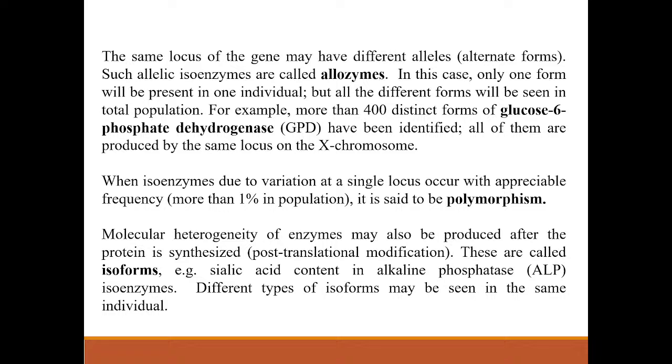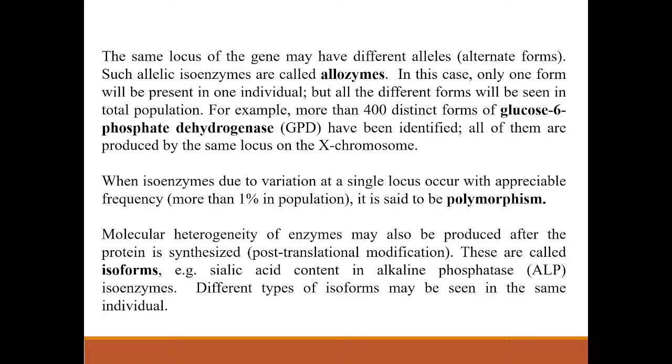When isoenzymes due to variation of a single locus occur with appreciable frequency, that is, if it is seen in more than 1% of the population with variation from the single locus, then it is known as a polymorphism. Try to understand when it is called a polymorphism, when it is called an alloenzyme, and what the different roles are. You will only understand when you go for clinical treatment of diseases, then you can target it by seeing its nature.